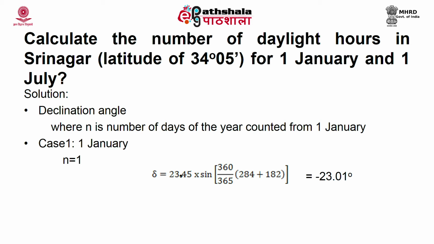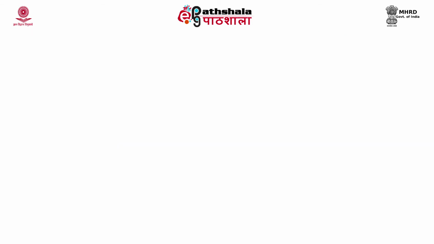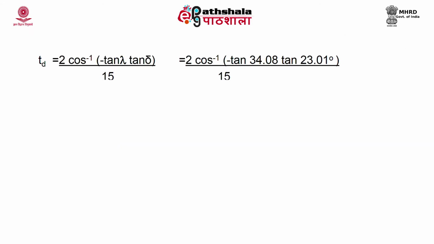So, for 1st January, n is equal to 1, because it is the first day counted from 1st January. Delta is equal to 23.45 multiplied by sine of 360 by 365 into 284 plus 1, and the value you will get is minus 23.01 degrees. TD is calculated as 2 by 15 cos inverse of minus tan lambda multiplied by tan delta, which is equal to 2 by 15 cos inverse of minus tan of 34.08 multiplied by tan of minus 23.01, and you will get 9.77 hours. So, it is the daylight hours during 1st January.